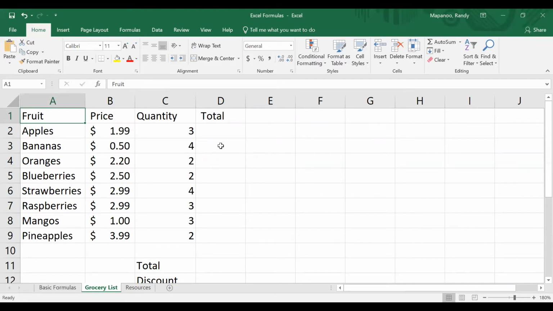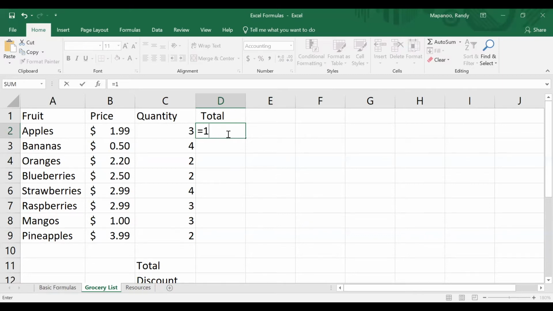So let me go ahead and start with the total for the apples. Now in the previous sheet, I created formulas by typing out actual numbers here. And I'm going to go ahead and do the same thing for these apples, but I do want to show you a better way to write formulas. So remember, I have to start out with the equal sign. And here I know that if I want the total for these apples, I will need to multiply the price, $1.99, times the quantity, 3. So I want to take the price of the apples and multiply by how many I'm going to buy, and I'll get my total. So here I'll type out $1.99.